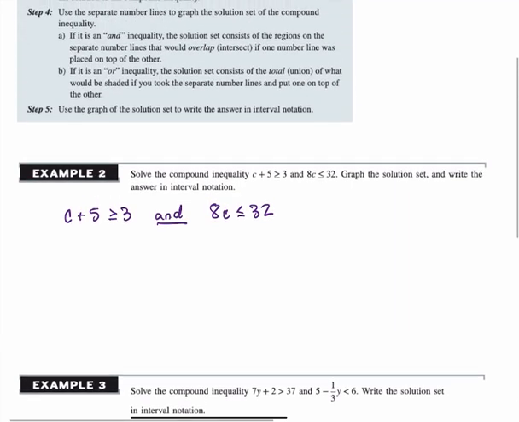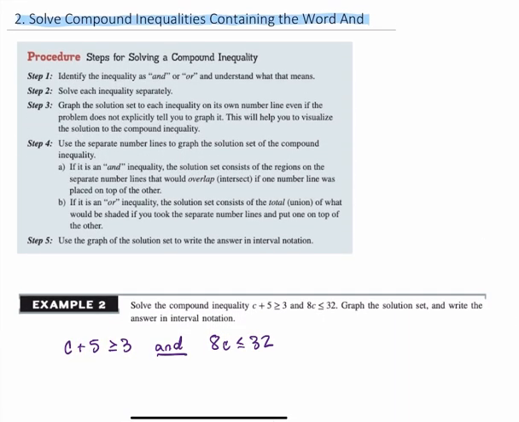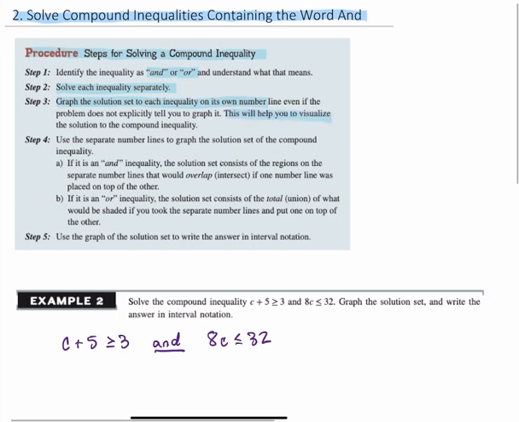So let's look at their suggested steps for solving a compound inequality. First they say to identify if the inequality is and or or. That'll come just in the question, and understand what that means. Then the second step is just to solve each of them separately. Then it suggests to graph the solution set to each inequality on its own number line. Even if the question doesn't ask you to, this will help you visualize the solution to the compound inequality. When you see each of them separately, we'll think about how to combine them together.